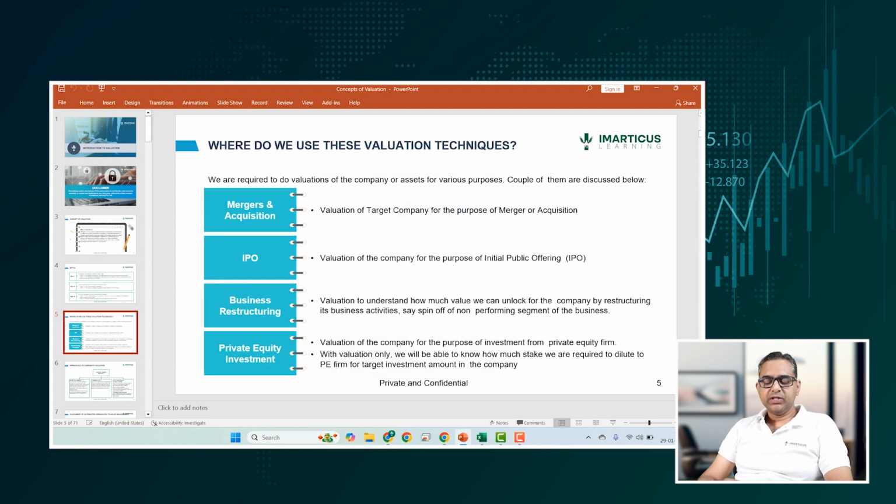Next, where do we use these valuation techniques? So when do we do valuation, or what are the use cases for valuation techniques? First is merger and acquisition. Here we do valuation of the target company for the purpose of merger or acquisition. So that is one case where we do the valuation.